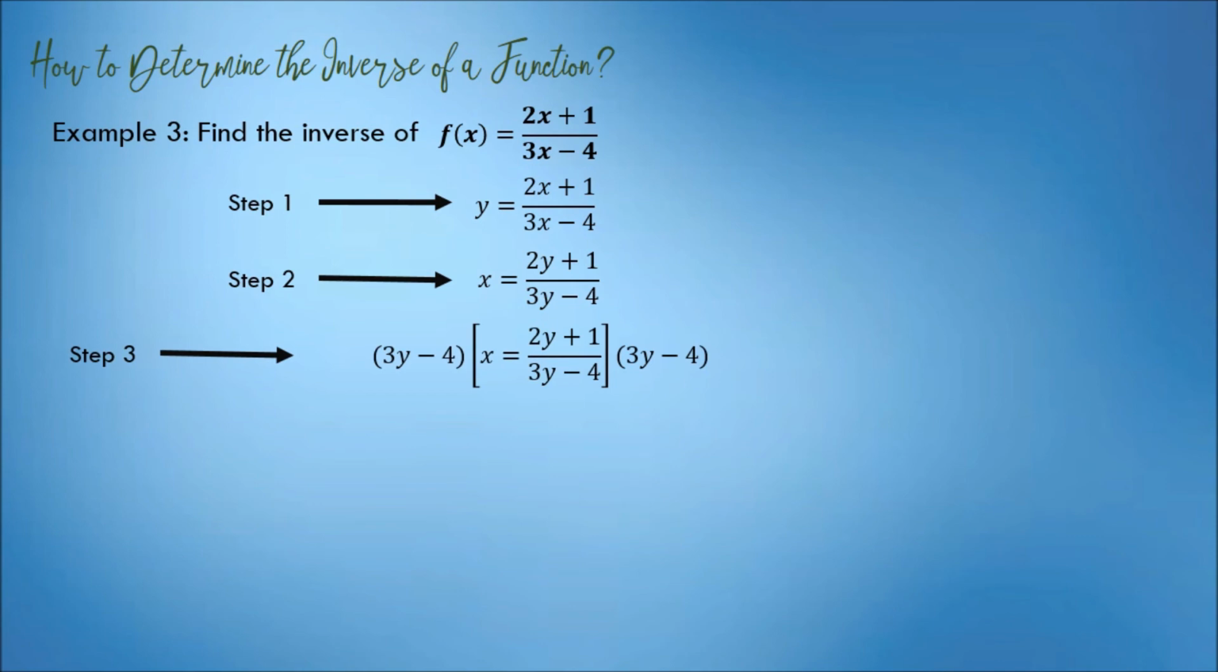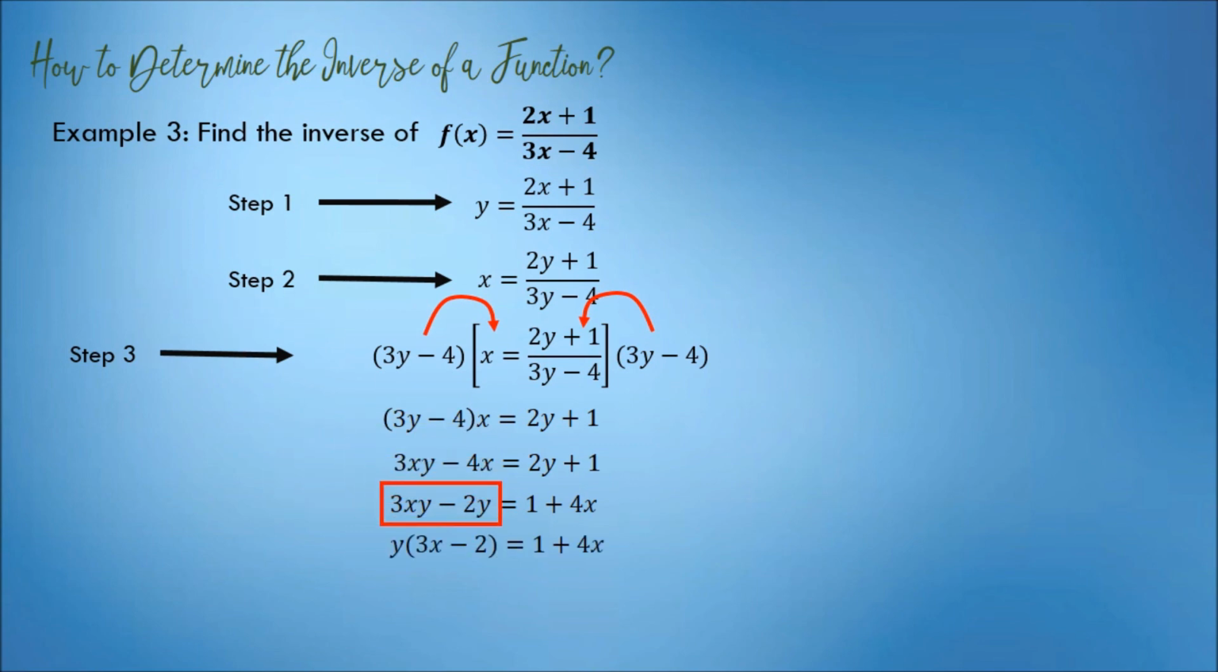Step number 3. Solve for y in terms of x. Multiply both sides of the equation with their LCD. The LCD is 3y minus 4. This left side will result to 3y minus 4 times x. This right side will result to 2y plus 1. Simplify further the equation. This part will become 3xy minus 4x. Transpose 2y to the left and negative 4x to the right. This will become 3xy minus 2y is equal to 1 plus 4x.